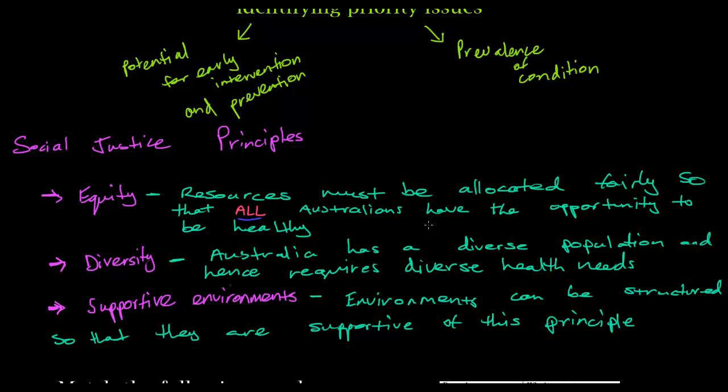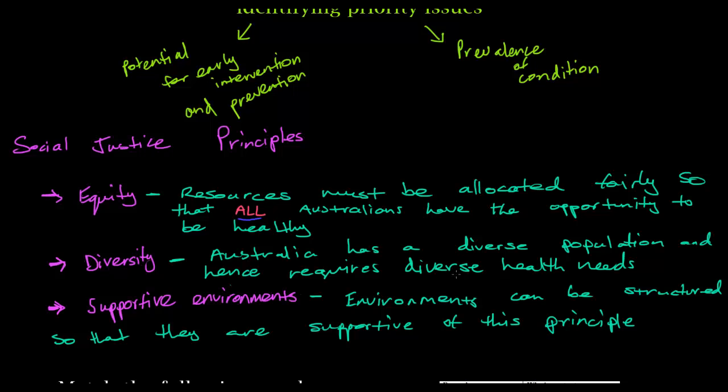The next thing is supportive environments. So environments can be structured so that they are supportive of this principle. If you just think about it, we have supportive environments all around us. Just as an example, we have the environment of, suppose, a Medicare center. That's a supportive environment, something that has been built in order to actually help us regain health in whatever way and target whatever priority issue.